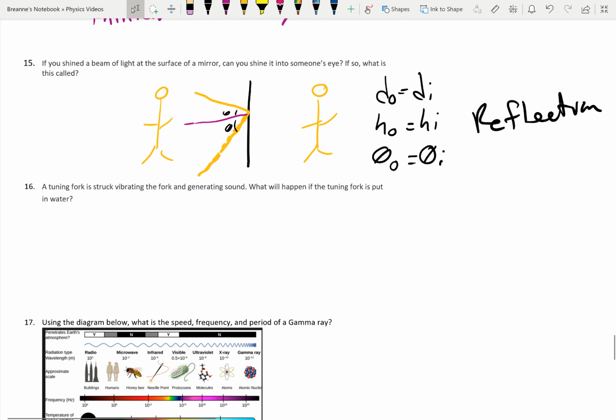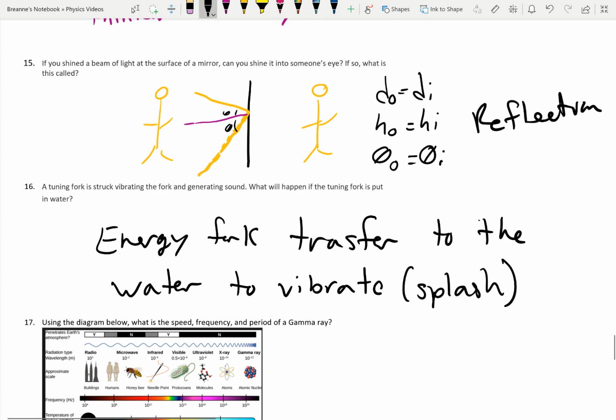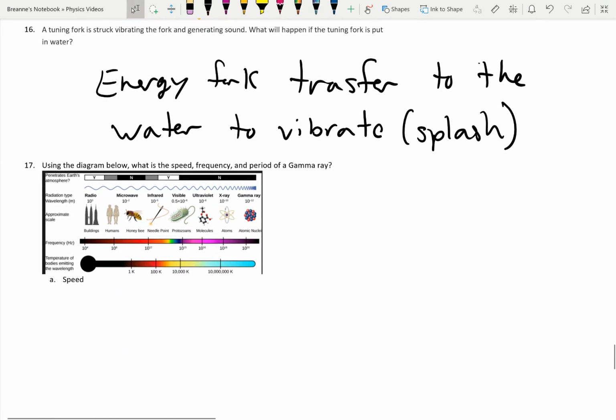16. A tuning fork is struck, vibrating the fork and generating sound. What will happen if the tuning fork is put into water? We did this in our station lab. When you put it in the water, the energy from the fork is transferred to the water, which causes the water to vibrate or splash.